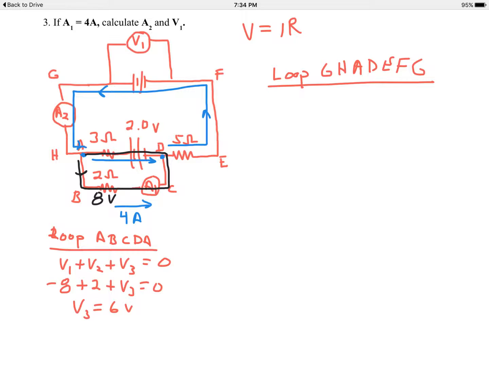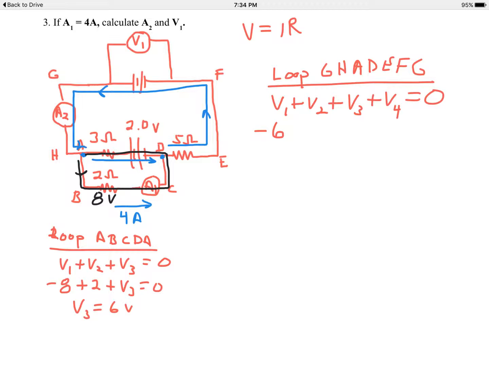If I go from G to H to A to D to E to F to G, I encounter 4 elements. So generically I'll just write V1 plus V2 plus V3 plus V4 has to equal 0 around that loop. When I go from G to H to A to D, the first thing I hit is that 3 ohm resistor, which I already know is 6 volts, but now I'm going with the current flow, with my blue arrow. So that will be the typical negative 6 volts for that particular resistor.